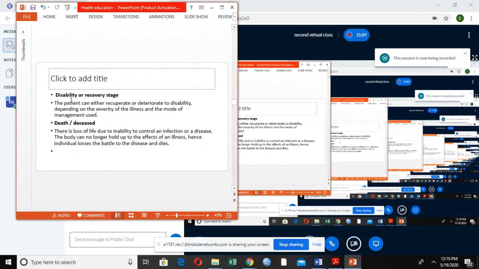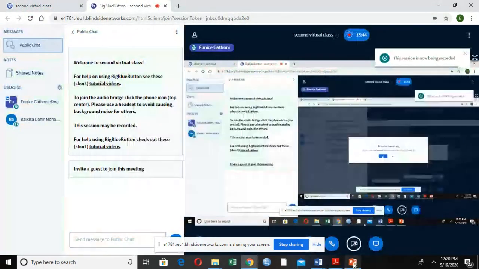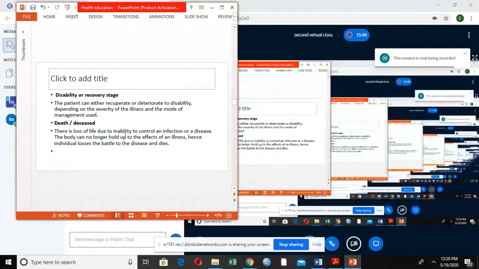Then we have the stage of disability. Disability or recovery stage, the patient can either recuperate or deteriorate to disability depending on the severity of the illness and the mode of management used. Depending on the type of disease you're suffering from, the severity of the illness, and also the management used in the previous stage, you can either develop disability or recover. Then we have the last stage where there is loss of life due to inability to control infections.